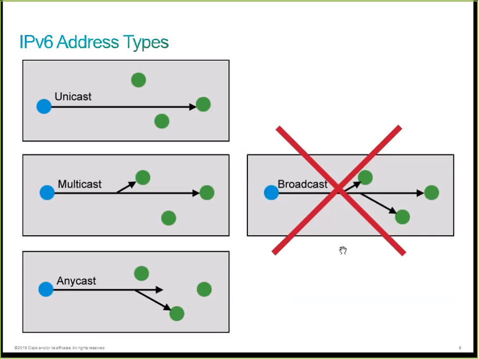Now, when I talk about addressing types, in IP version 4 we have unicast, multicast and broadcast. But in IP version 6, there is no concept of broadcast. We have unicast, just like IP version 4, which is one-to-one communication. We have multicast, which is one to a group, as you can see, from this particular node to this group of machines. But instead of broadcast, which is one to all, we do not have broadcast in IP version 6.